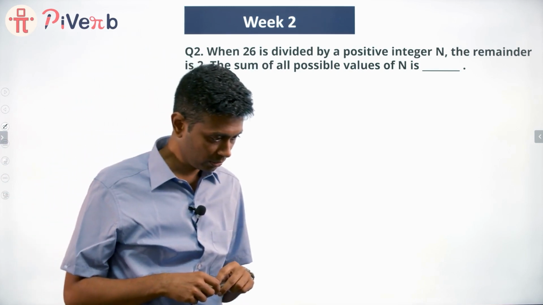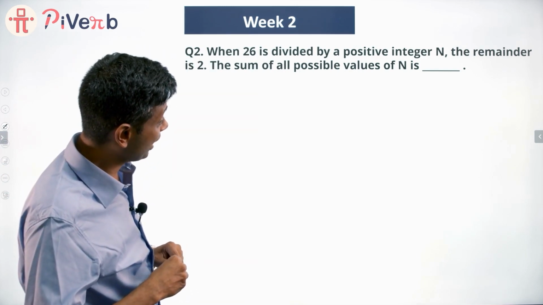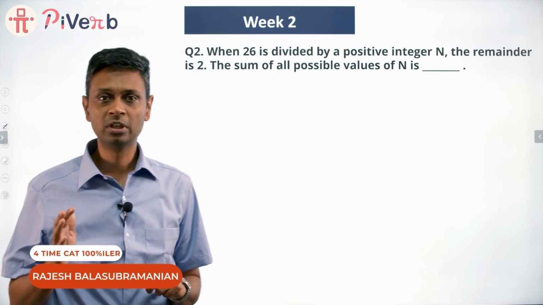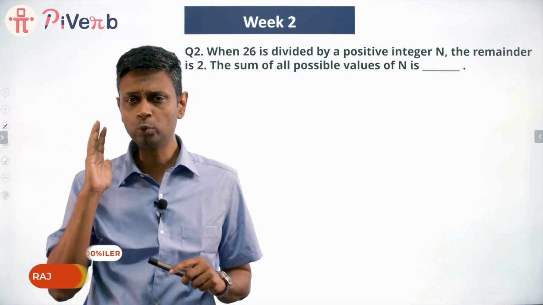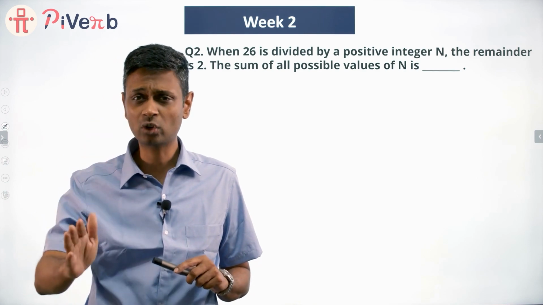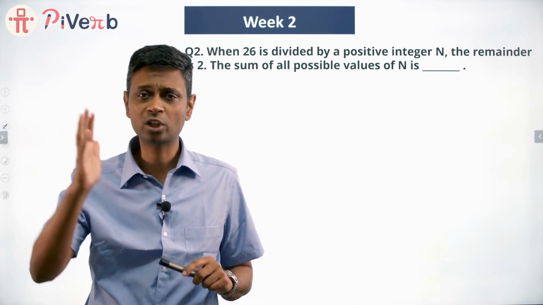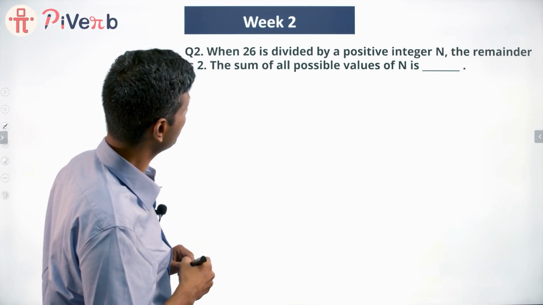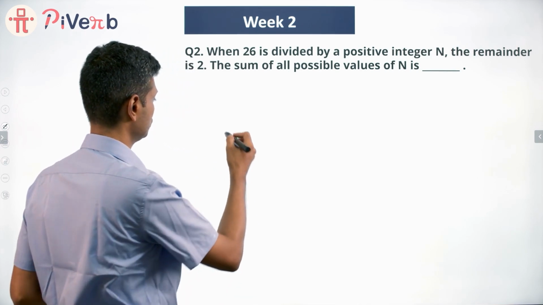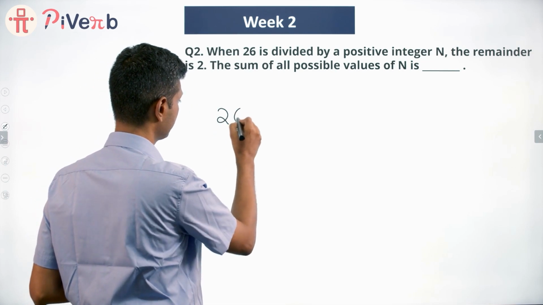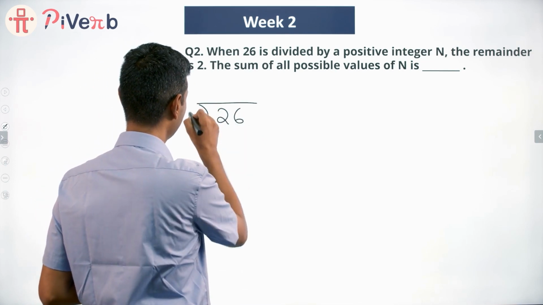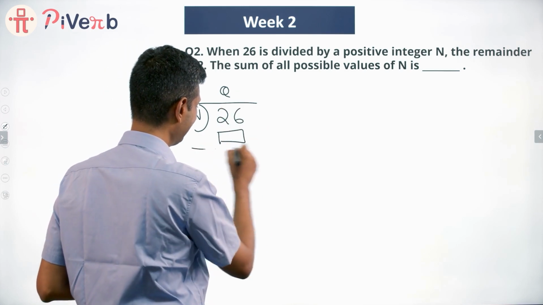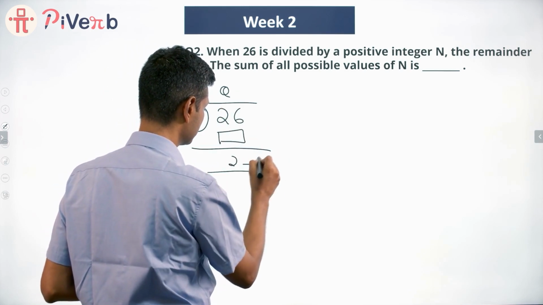Try this. Good question. When 26 is divided by a positive integer n, the remainder is 2. Wonderful. One of my favorite questions, because this takes you through a beautiful fundamental idea about the very nature of divisor, dividend, remainder, quotient, all of that. And it's a beautiful question. 26 is divided by a positive integer n, the remainder is 2. So 26 is divided by n, there is some quotient, something comes here, in the end the remainder is 2.